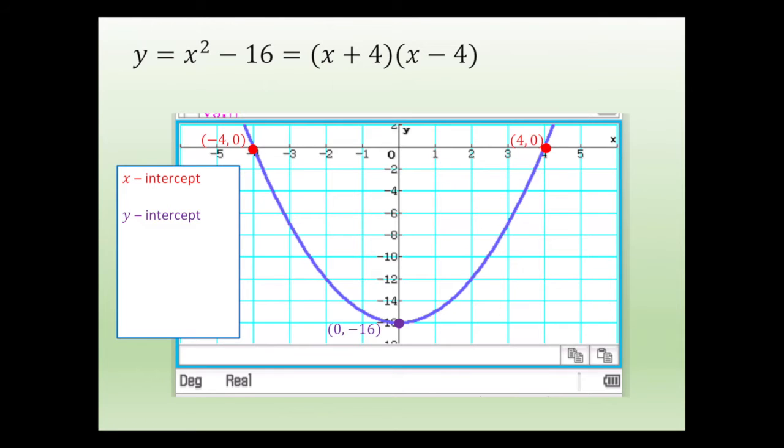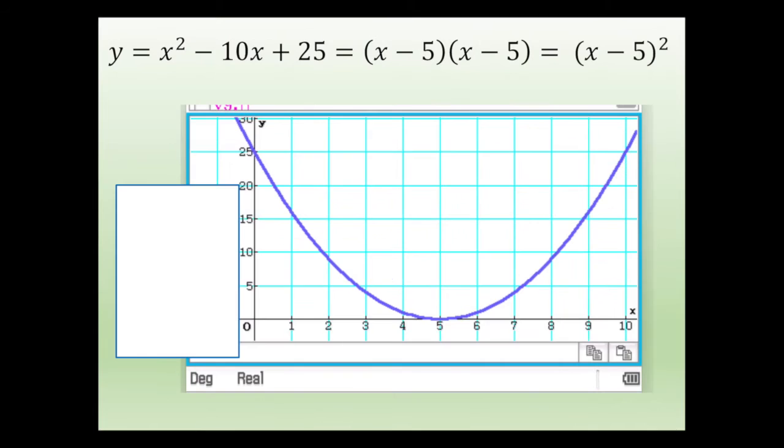Remember, monic only. And then if you look at the axis of symmetry, this time x squared minus 16 is the basic parabola translated down by 16 units. Therefore, the axis of symmetry is the y-axis, which is x equals 0. And finally, the turning point is the same as the y-intercept, (0, -16). So this is how you determine the critical features of a parabola.